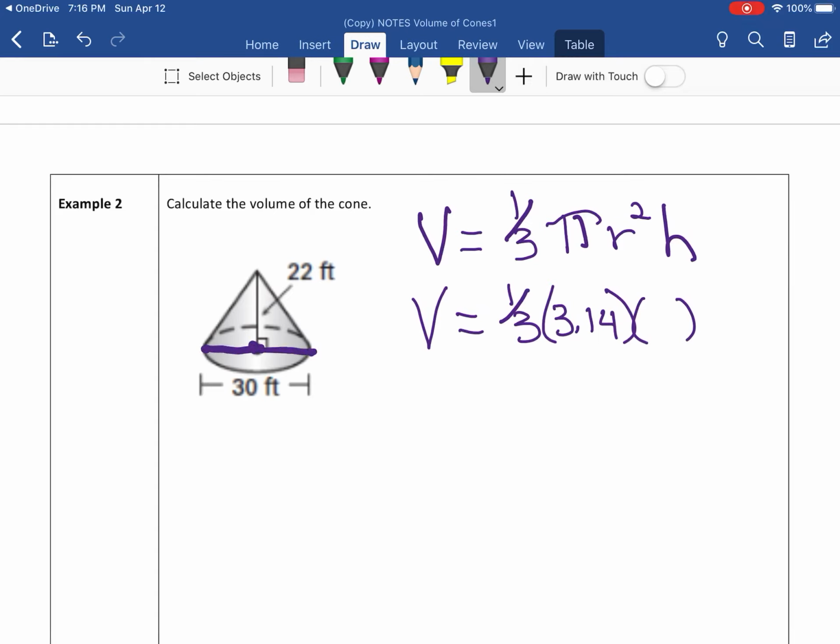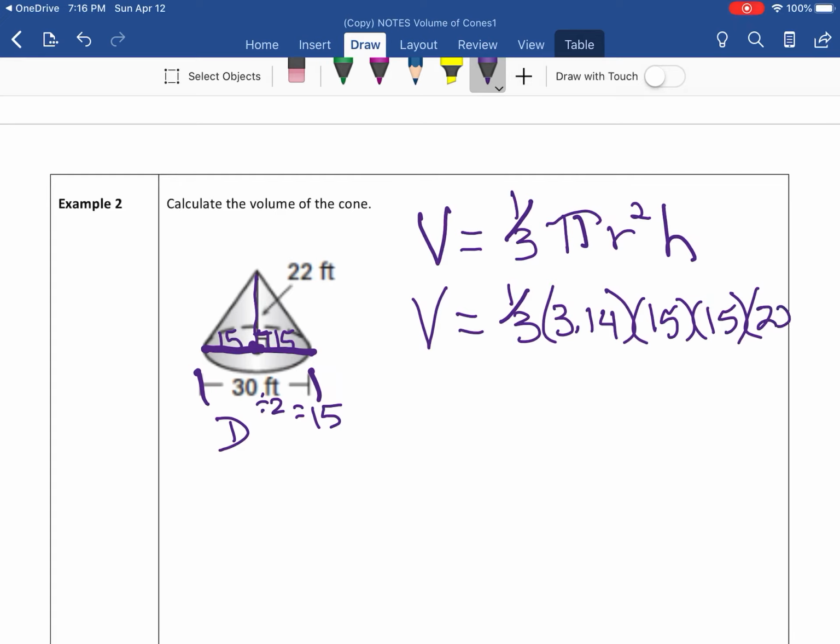Okay, don't let this trick you now. Here they don't give you the radius, they give us the distance across the entire circle, which is your diameter. So now, since it's the whole way across, you have to divide it by 2, and that's going to equal 15. So this side's 15, and this side's 15. So your radius is 15. So 15 times 15, and then times the height.